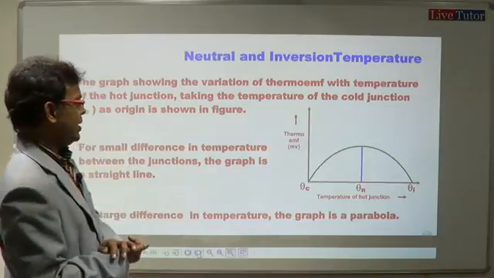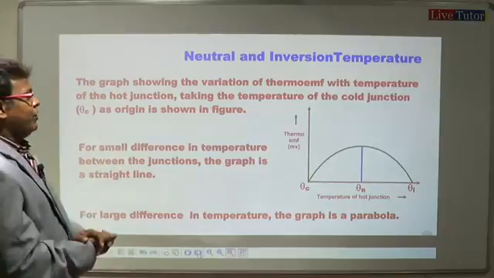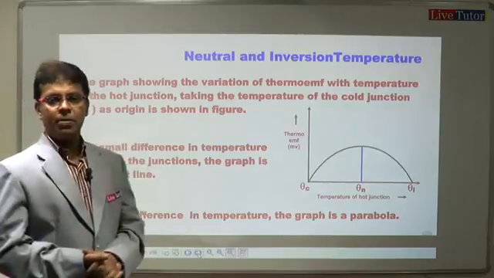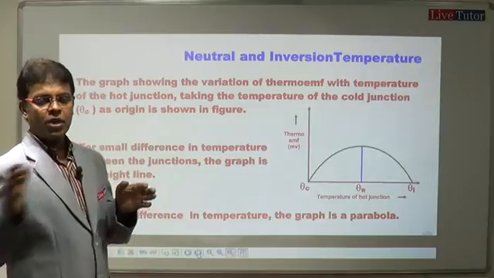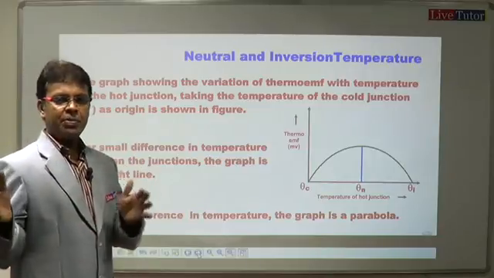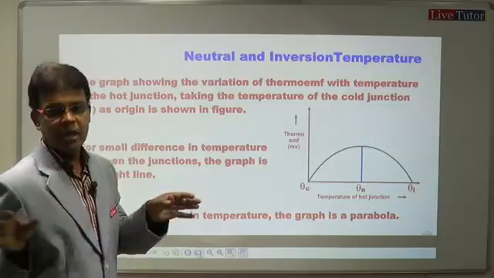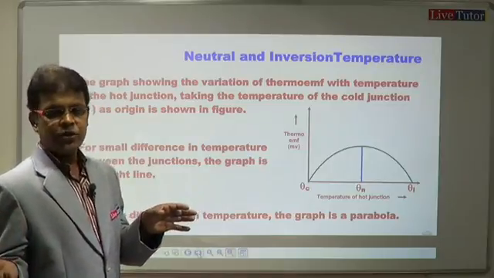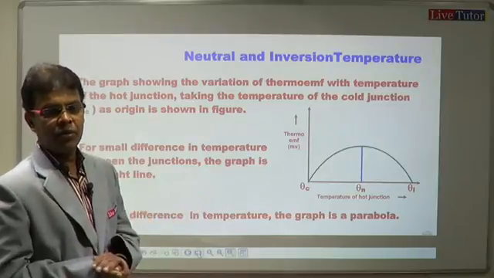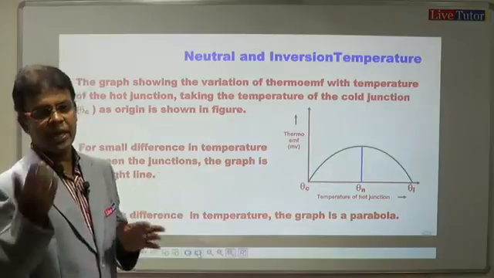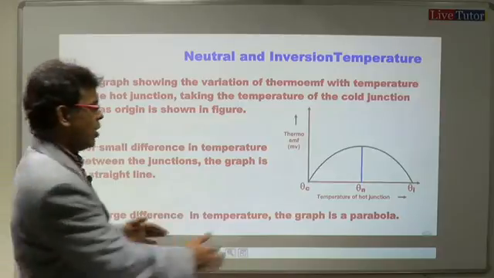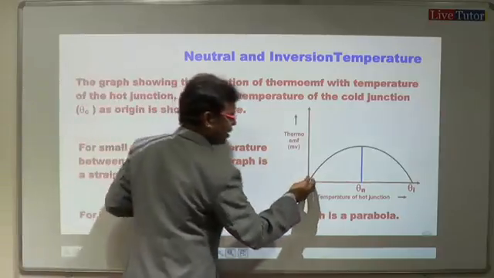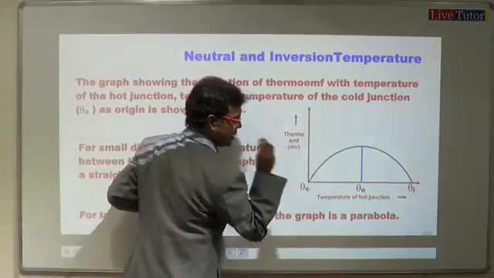Right? There is a graph which is showing the variation of thermo EMF with temperature of the hot junction. Now there is a cold junction and a hot junction. Now what can we do? We can vary. How can we vary the temperature difference? We can keep increasing the temperature of the hot junction. Then the difference in temperature will also keep increasing, right? Taking the temperature at a cold junction as the origin, the temperature of the cold junction is the origin. It is not going to change.